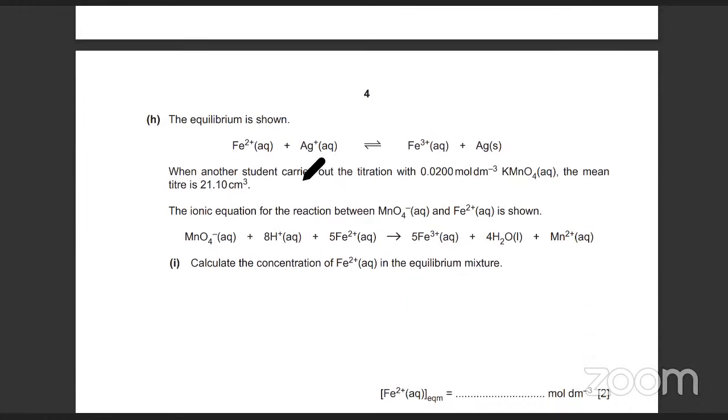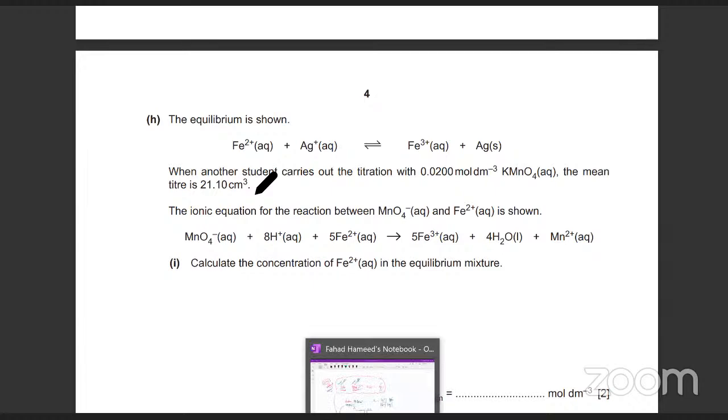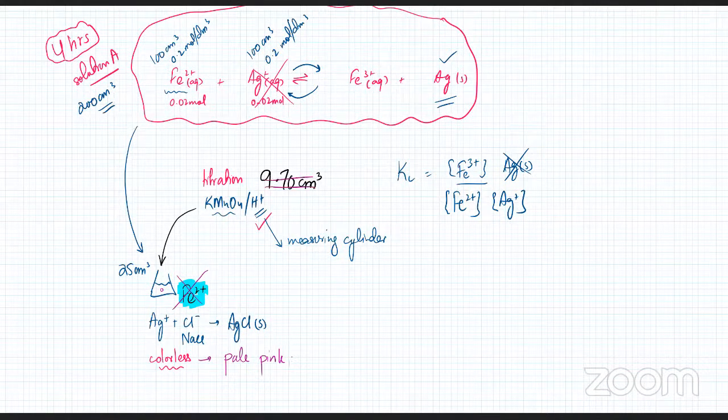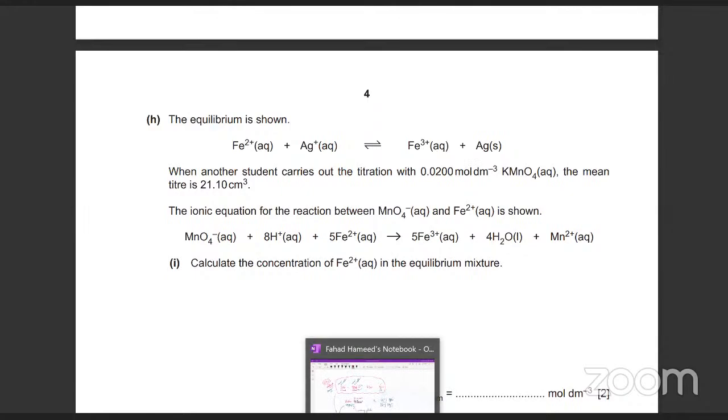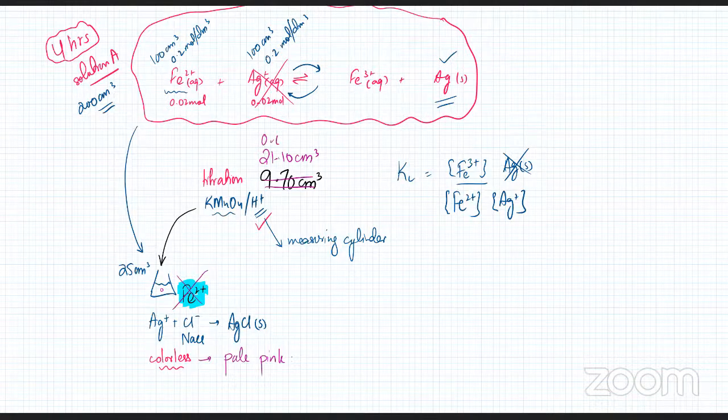The equilibrium is shown when another student carries out the titration with 0.02 mole per dm cube. The mean titer is 21.1. So now they've got a different reaction and a different experiment, a different student. And he says that the mean titer is 21.1. And now they've actually given you the concentration as well, 0.02 mole per dm cube. So he's probably going to ask you for the moles of chemophore. So how many moles of chemophore do we have? What's 21.1 into 0.02 divided by 1000? 4.2 into 10 raised to the power minus 4.